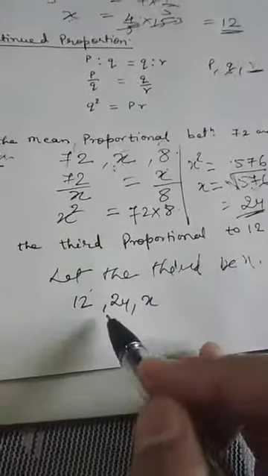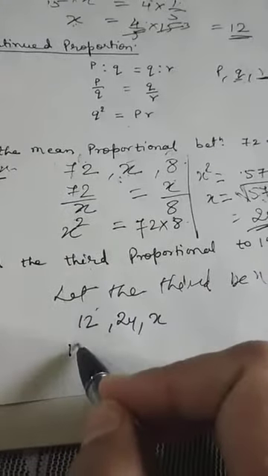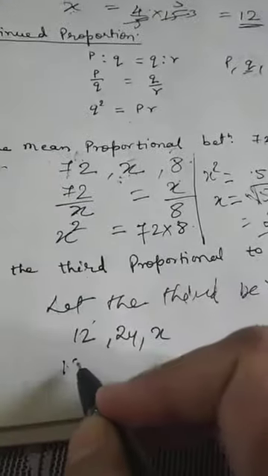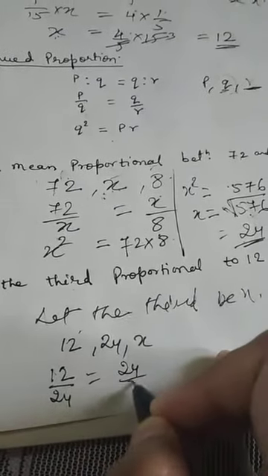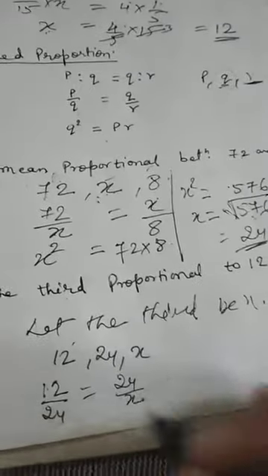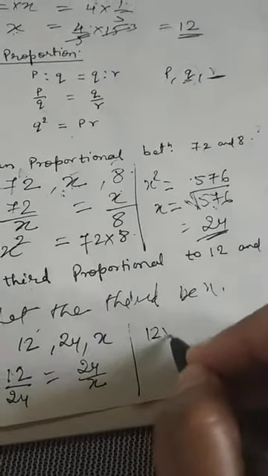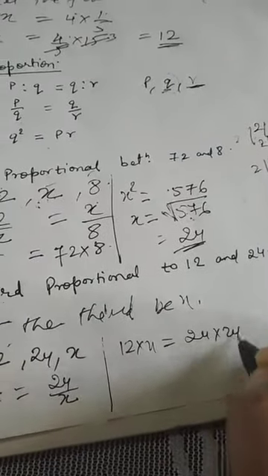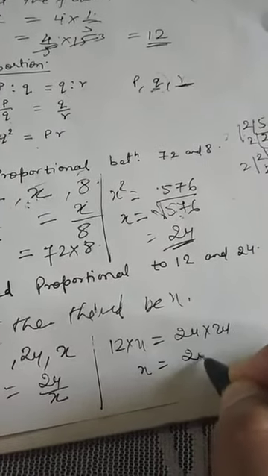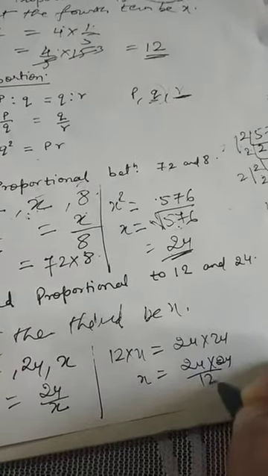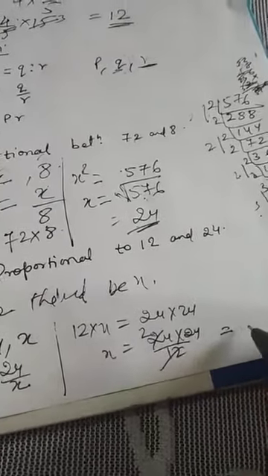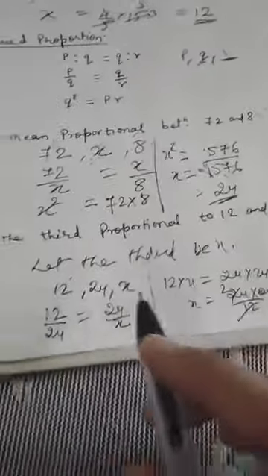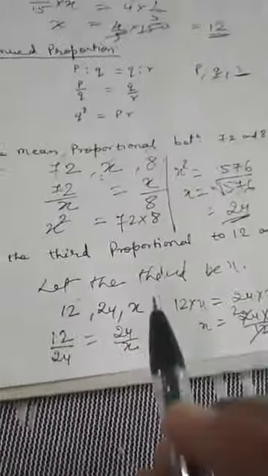Now same way, 12, 24, X are in continued proportion. 12 by 24 will be equal to 24 by X. Now take out the value of X. Cross multiply: 12 into X is equal to 24 into 24. So X will be equal to 24 into 24 by 12. 12 2s are 24 and 24 2s are 48. So what is the third proportion? 48 is the third proportion.